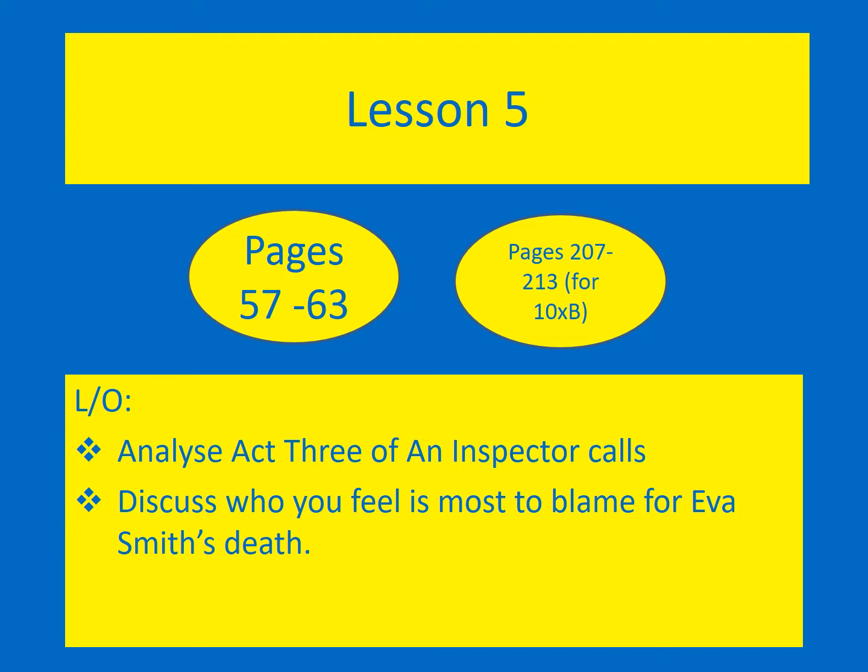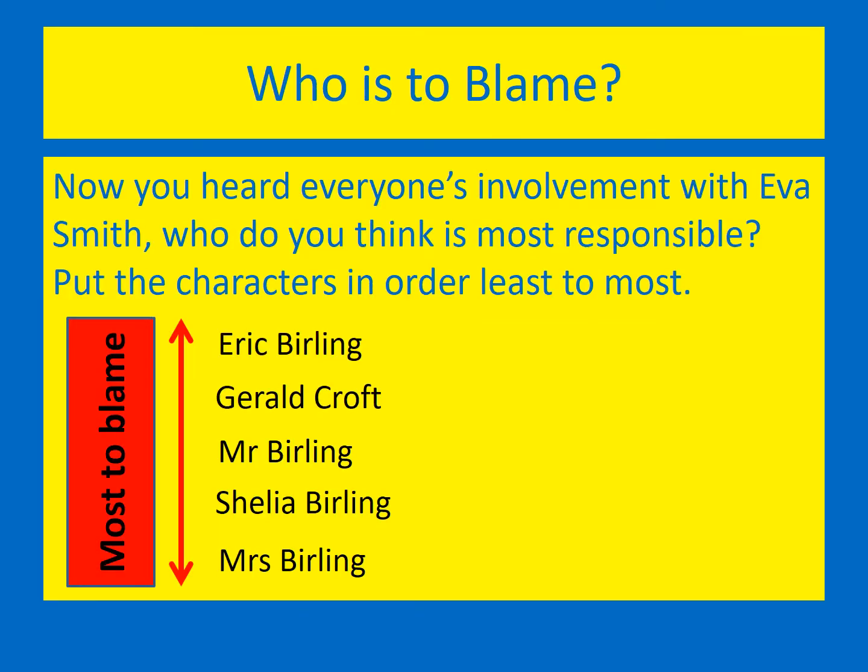Next slide. Right, so as I said, you need to decide who's to blame. We've heard about everybody's involvement with Eva Smith, Daisy Renton, and I need you to make some decisions. I need you to think about who is most responsible. I've outlined for you our 5 main characters: Eric, Gerald, Mr. Birling, Sheila and Mrs. Birling.